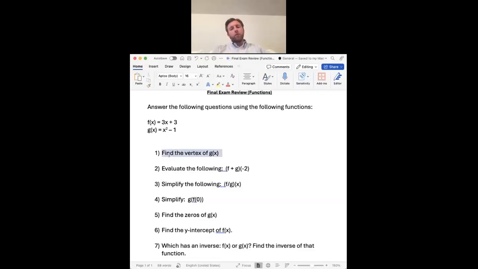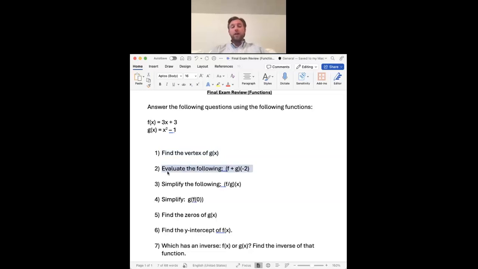The first question here is on finding the vertex. Remember, the vertex corresponds to a quadratic function. So I'm asking about g of x, which is a quadratic. How do we know it's a quadratic? Because it has an exponent of 2 on the x. The degree of the polynomial is 2. So you want to dust off your process for finding the vertex of a quadratic function.